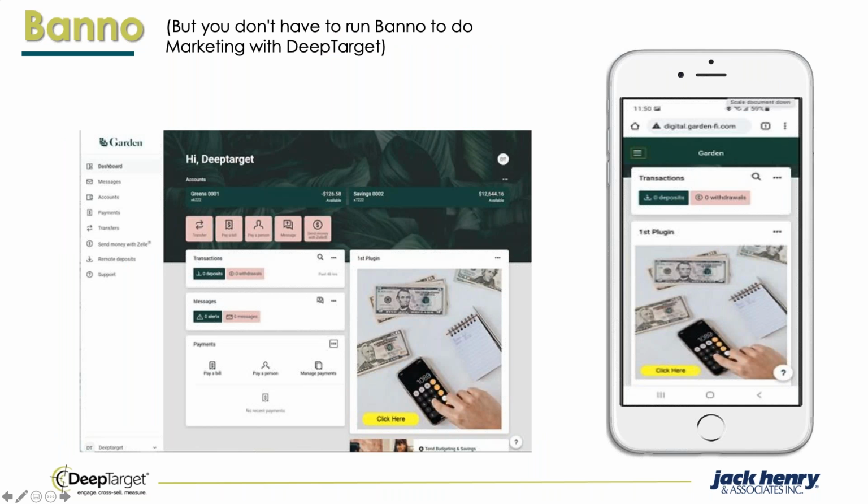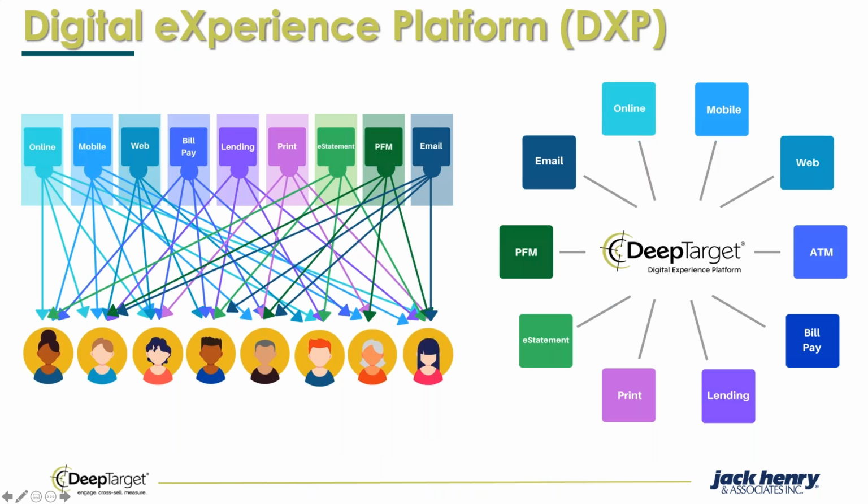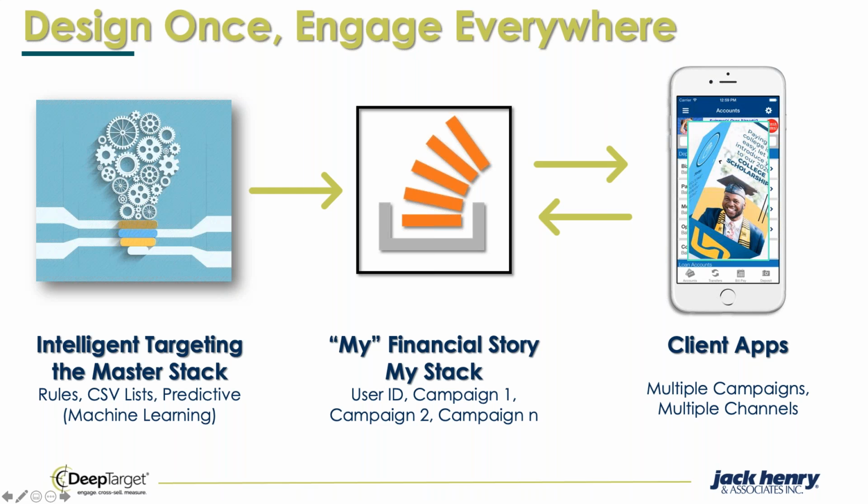Here's an example of a couple Banno screens. The left is online banking, the right is mobile. What we're trying to depict here is that we want to take you from this disparate, uncoordinated shotgun attempt at messaging on the left, to putting DeepTarget at the hub or the middle of your messaging over on the right. So just to give you a little graphic depiction of what we're trying to do.